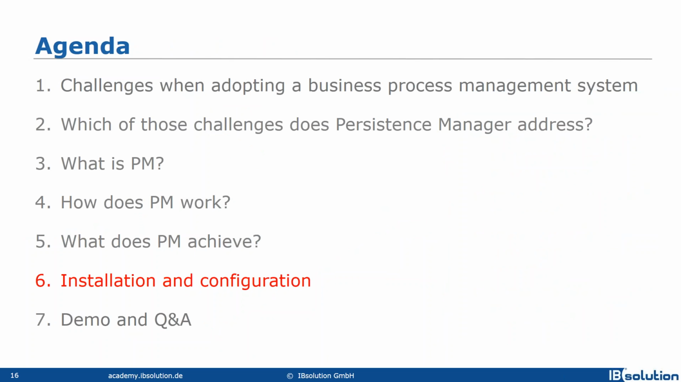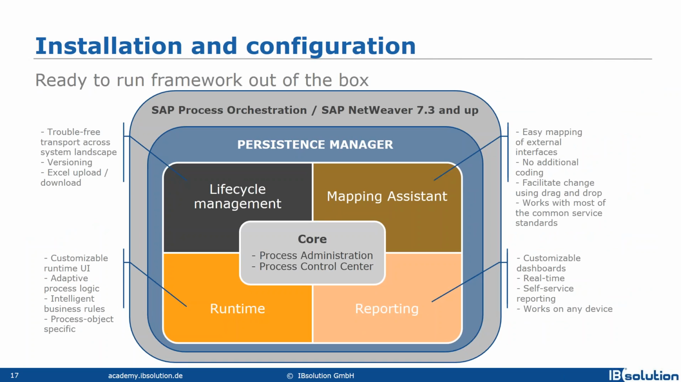Some words about the installation, the configuration. The package we're going to deliver is a ready to run out-of-the-box solution. So you just need to basically deploy it on your system, which should be SAP Process Orchestration or SAP NetWeaver 7.3 and up, which is already not a very current requirement. So most of the people already have that solution. For those of you that don't, an upgrade scenario should be taken into consideration before that.